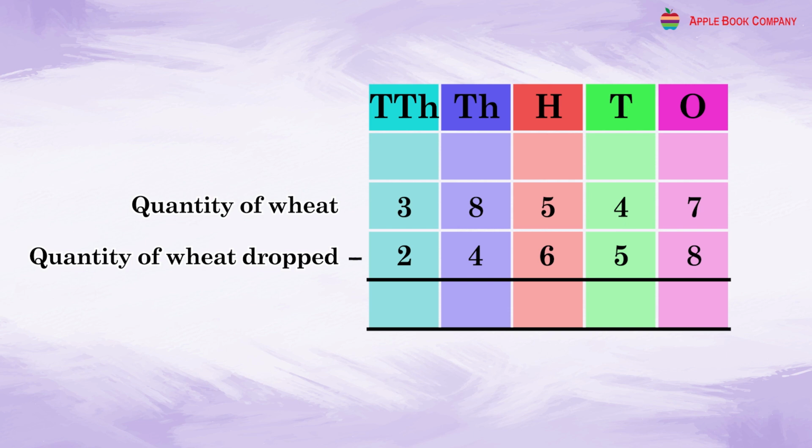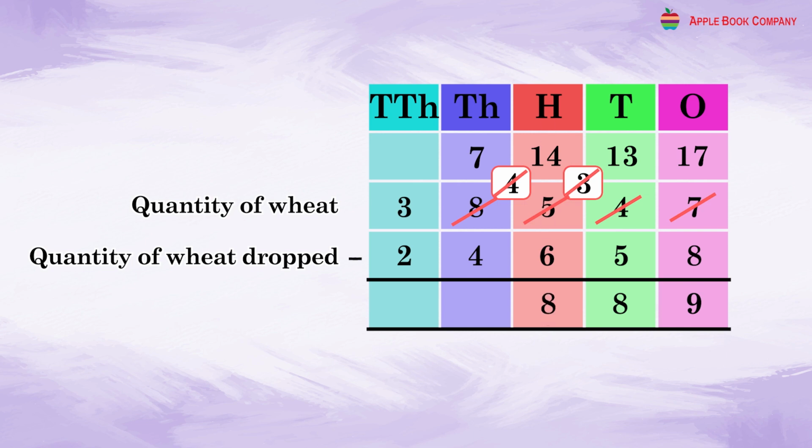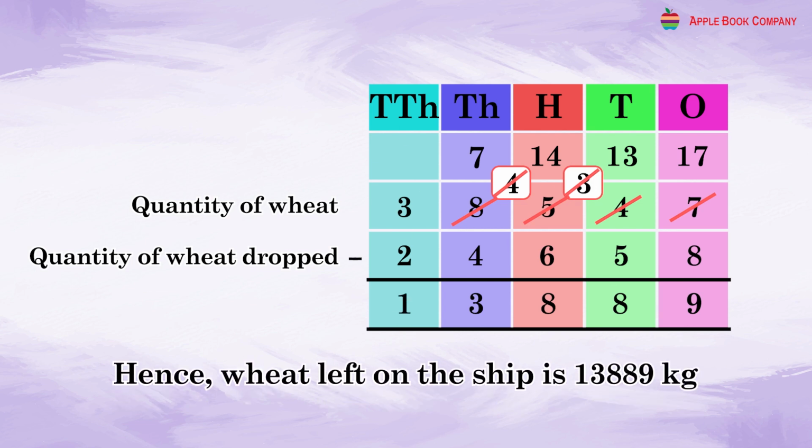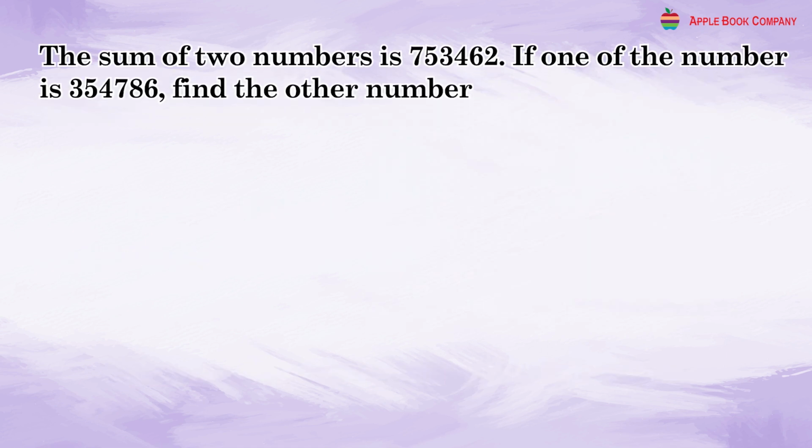7 minus 8. So after borrowing, it's 17 minus 8 is 9. 3 is less than 5 on tens. So after borrowing, 13 minus 5 is 8. On hundreds, 4 is less than 6. So after borrowing, 14 minus 6 is 8. On thousands, 7 minus 4 is 3. On 10,000s, 3 minus 2 is 1. Hence, wheat left on the ship is 13,889 kg.